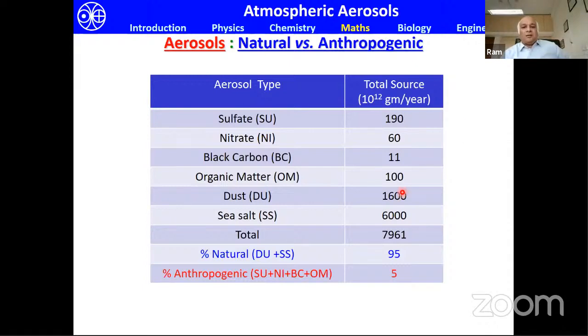And then we try to put the numbers based on various estimates and model studies, and we try to categorize them as natural versus anthropogenic. The natural, which I have categorized as dust and sea salt, contribute more than 90%, while the man-made contribution is only about 5% or so in the total volume of aerosol present in the atmosphere. But the whole scenario will change when we talk about the radiative and climate aspects.